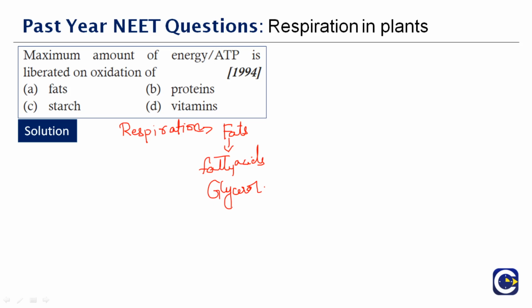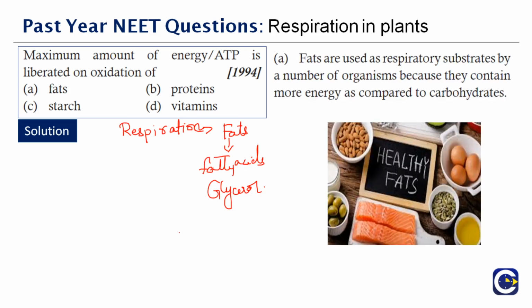We all know metabolism is nothing but the respiration process. The food that we eat has fats, proteins and a lot of vitamins. But apart from all the sources that we take in, fats have the capability to liberate more ATP. The correct answer is option A, fats. You have a picture which shows healthy fats. What are the fats that you can take in your daily diet?